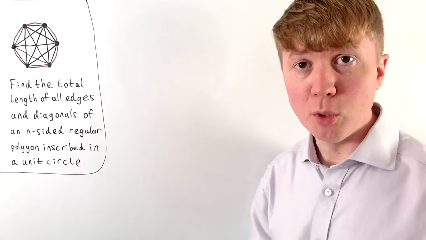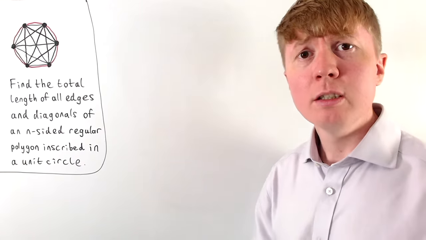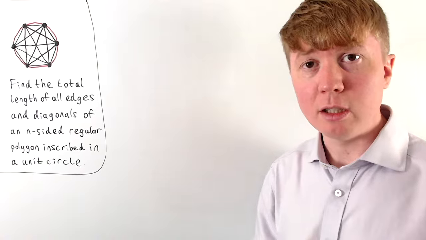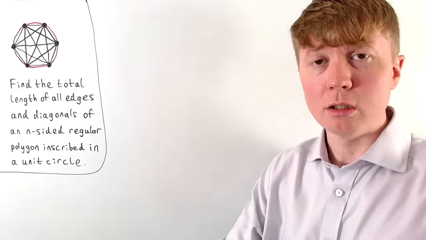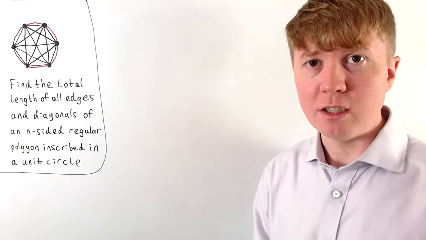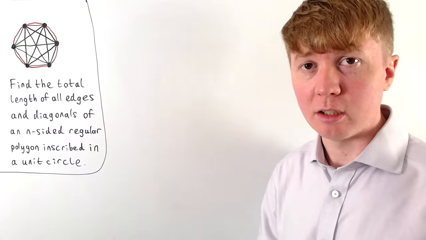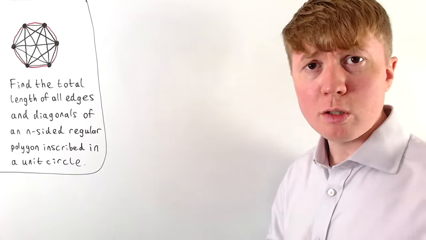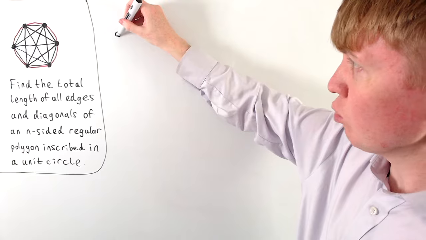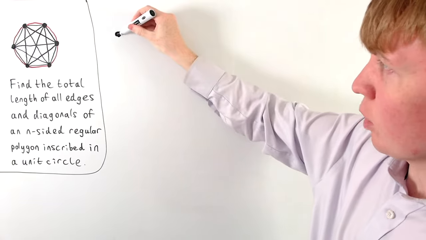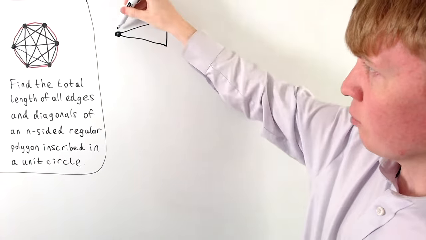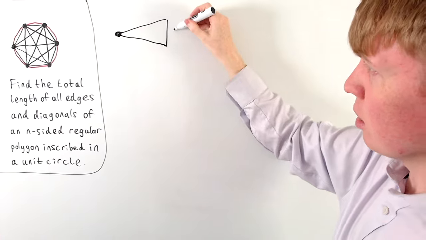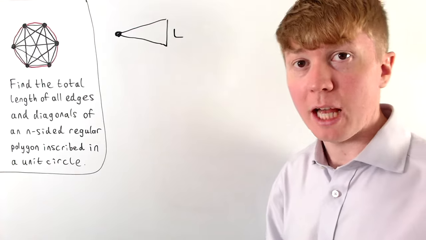But we're going to do this in the more general case, and we'll start just by finding, for an n-sided regular polygon drawn inside the unit circle, what is the length of one of the edges. Then later we'll move on to the diagonals. So we can just draw a smaller chunk of the picture here. We can draw a triangle where we've got one of the edges, and on the left we'll say this is the centre of our unit circle. So we're interested in the length of one of our edges.